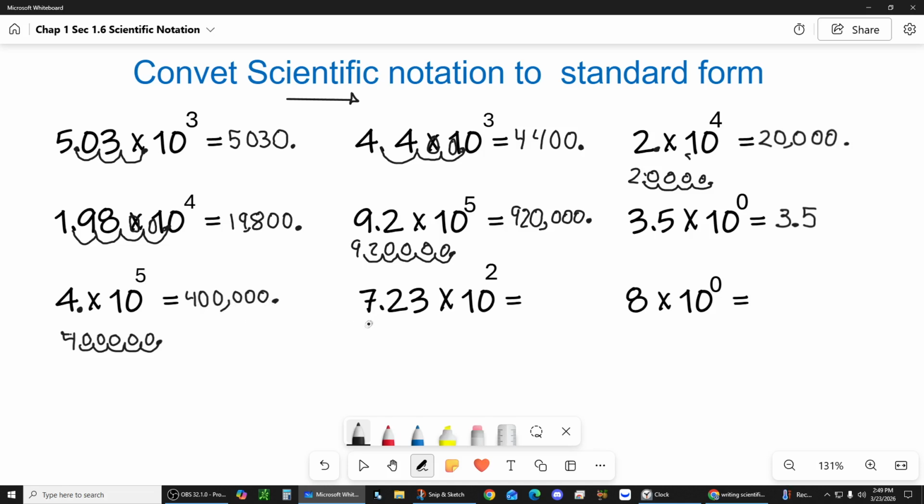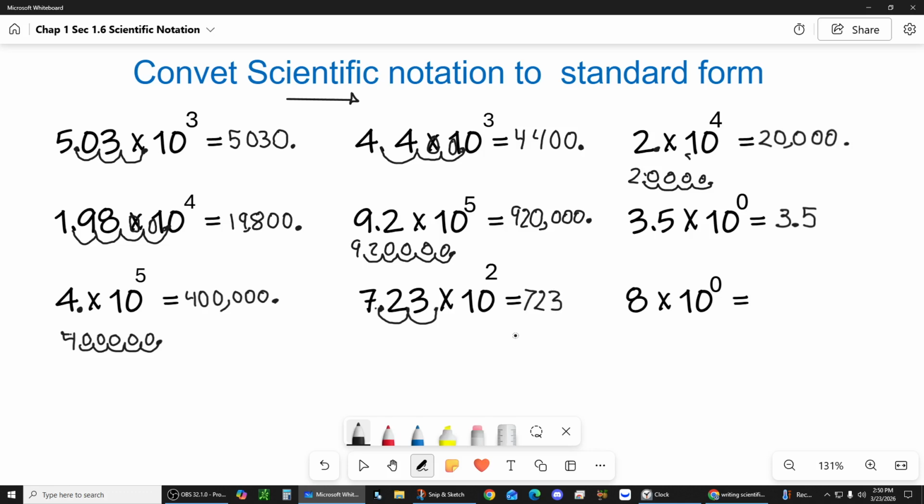Okay, the next one is going to be 7.23 times 10 to the second power. So this is how many times you're moving the decimal point. You're going to be moving it twice. So the decimal point is here. This is already in scientific notation. So to write it back in standard form, we're going to move the decimal point 2 units. Okay, and that's how the answer should be 723. That's the answer.